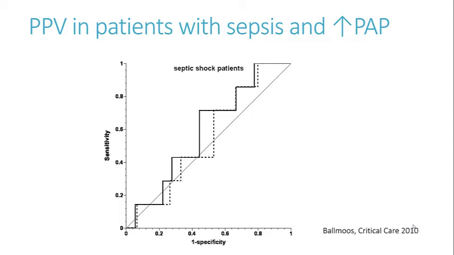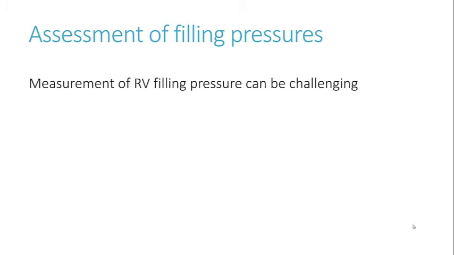Unfortunately, this is the ROC curve for patients with PH and sepsis. Not great. So really, unfortunately, Vigileo is not a good tool to help us with volume responsiveness in patients with sepsis and PAH, PH. So we have to look at other tools.